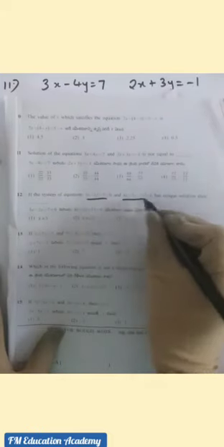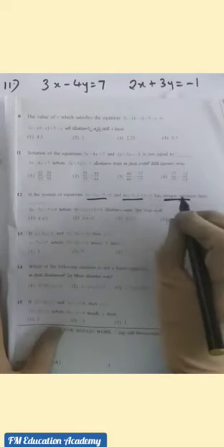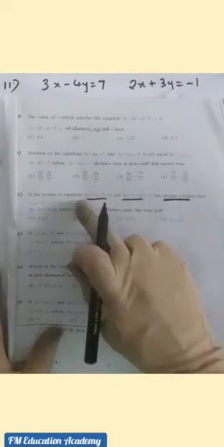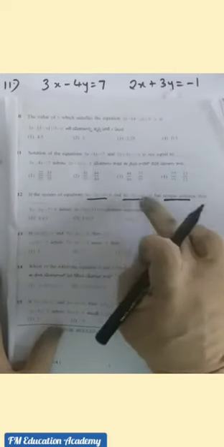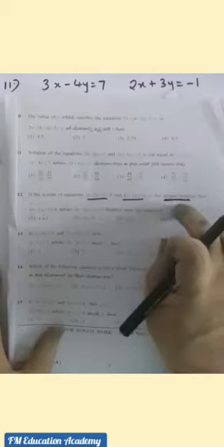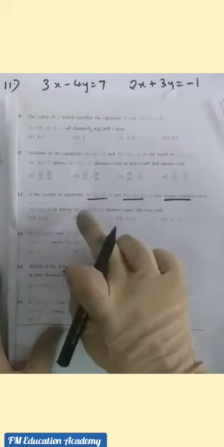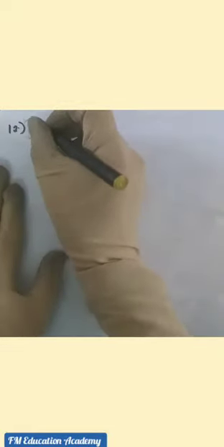Okay, we know that whenever we have two equations and it is telling us a unique solution, the condition is a1 by a2 is not equal to b1 by b2 for a unique solution. So we have to compare these two equations with a1 b1 c1 and a2 b2 c2, substitute in that formula of unique solution, and find out what is the value of k. Okay, so 12th question, what are the equations we have?